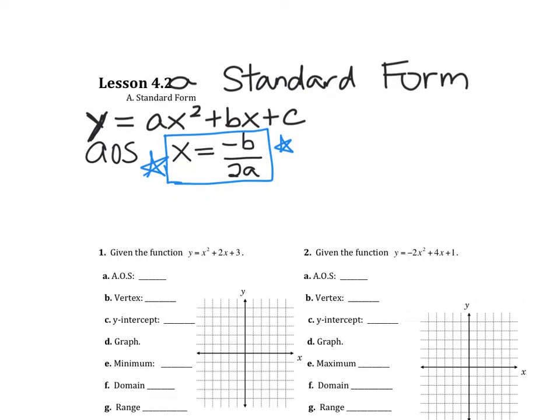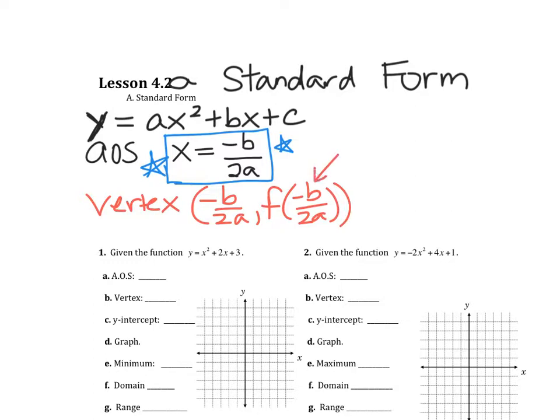Okay? From there, I can now find my vertex. The vertex is going to be that same number for the x of my vertex, right? Negative b over 2a will be my vertex x value. And then if I have an x, like let's say x happens to be 2 or negative 1 or 3, how do I find out what y is? You plug it in, okay? You're going to take that number and you're going to do f of negative b over 2a. That's just a fancy way to say plug it in.